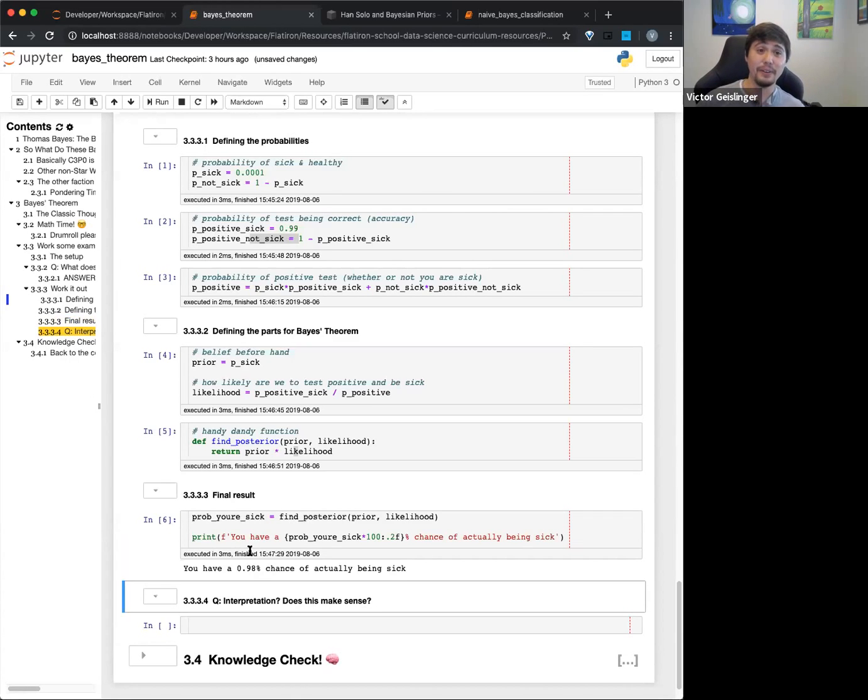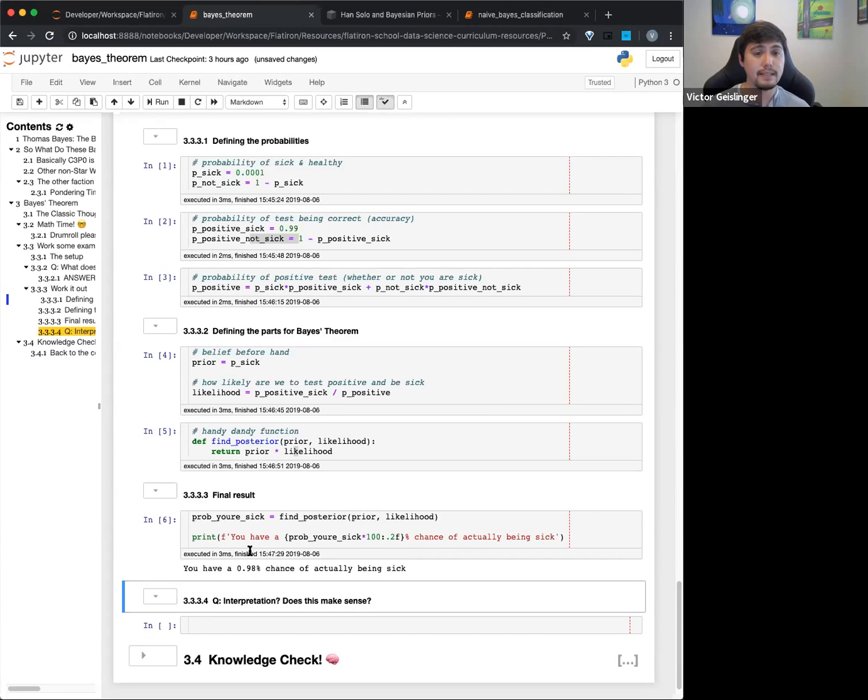And I will tell you that yes, that does make sense. And the reason why is not because I came up with the answer and I want to cover my butt, basically, oh, it's right. But really what happens is, if this disease is very, very, very rare, most people who get the test are not going to be sick.